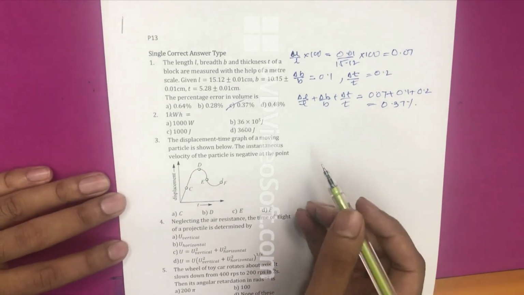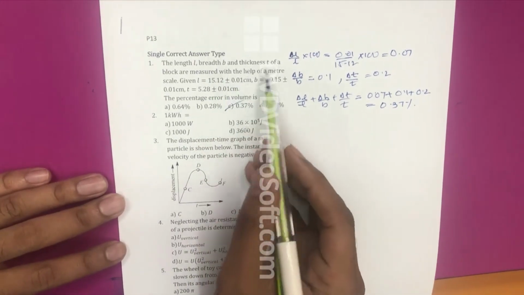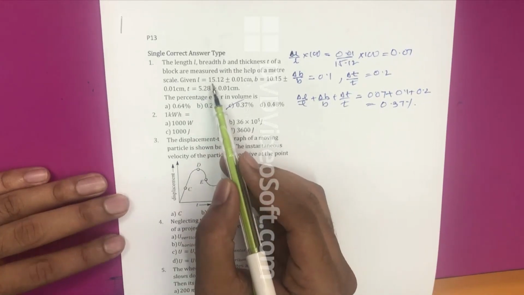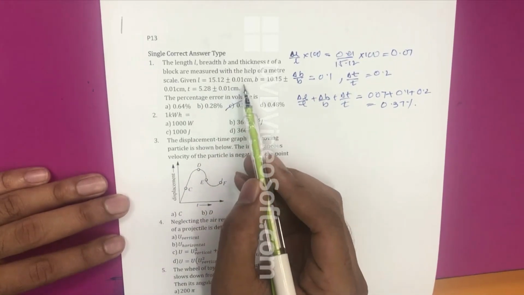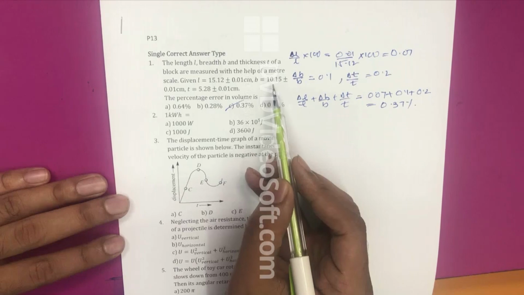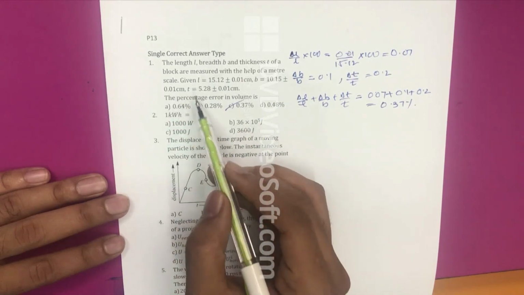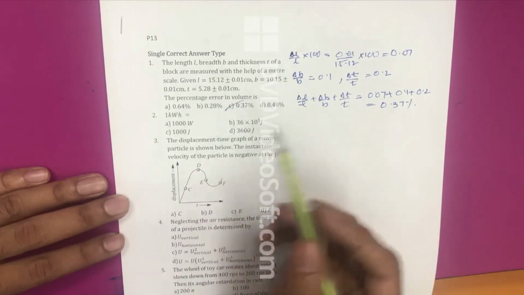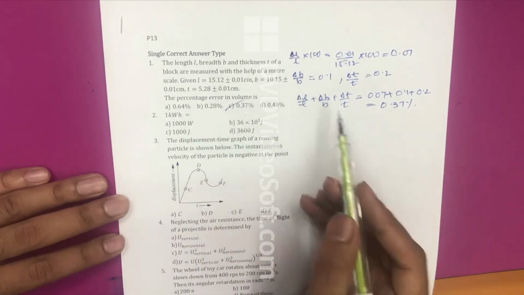Physics paper question 1. The length L, breadth B and thickness T of a block are measured with the help of a meter scale. Given L equals 15.12 plus or minus 0.01 centimeter, breadth equals 10.15 plus or minus 0.01 centimeter, thickness equals 5.28 plus or minus 0.01 centimeter, the percentage error in volume is.